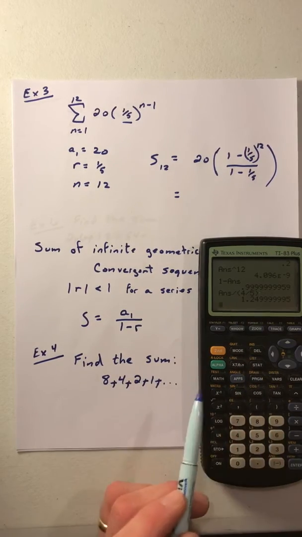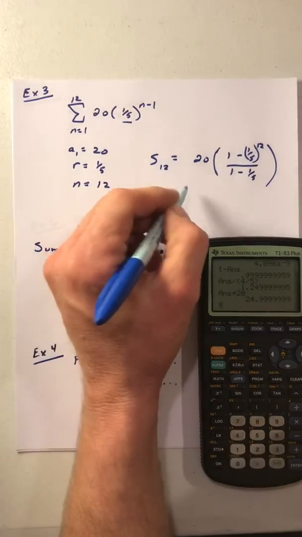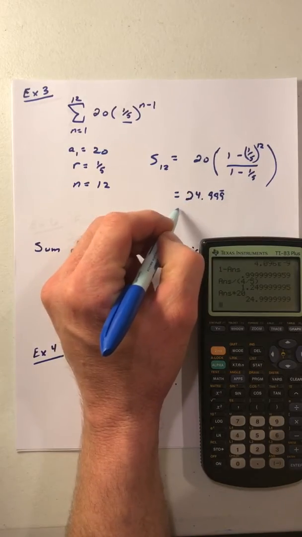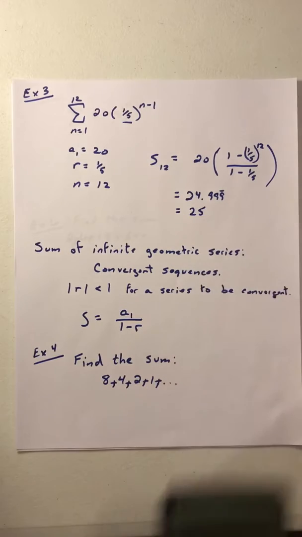of 1.249999 multiplied by 20, and we get 24.999 repeating, rounded to 3 decimal places, gives us a sum of 25.